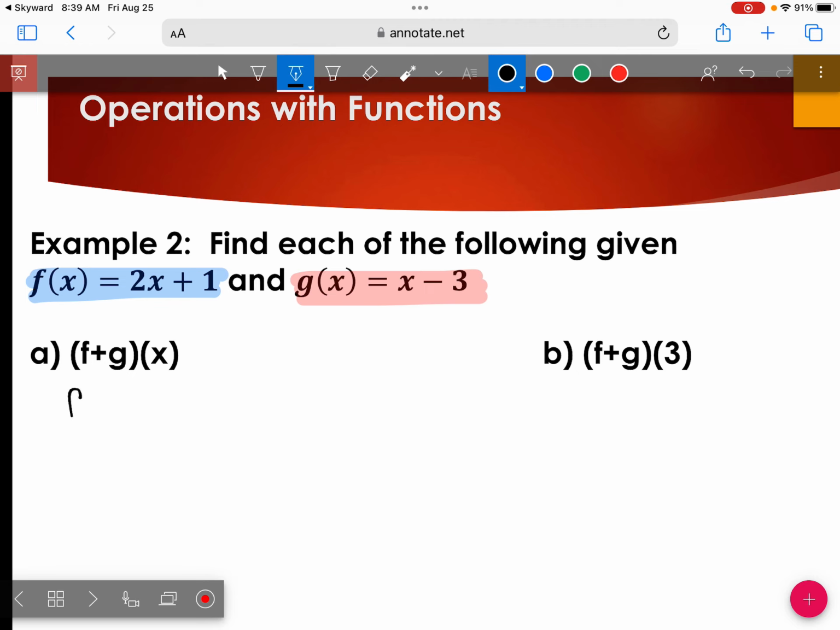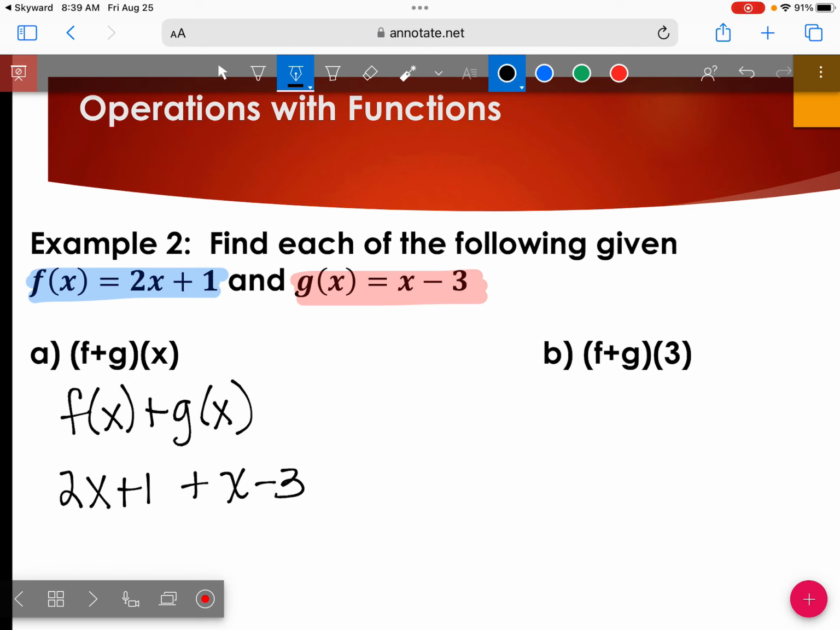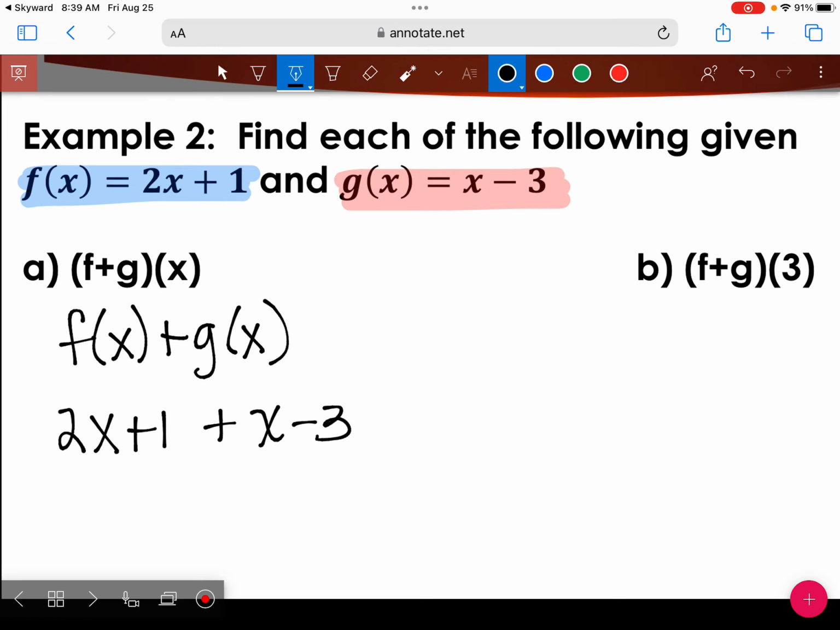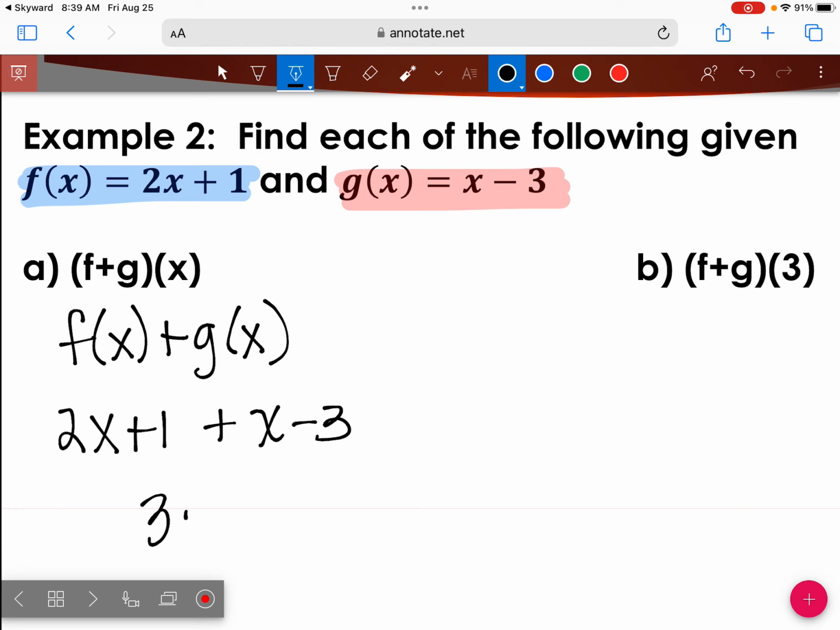So I'm going to add f of x plus g of x, which would be 2x plus 1 plus x minus 3. Go ahead and combine your like terms, and that would be your function. That's it. That is your f plus g of x.